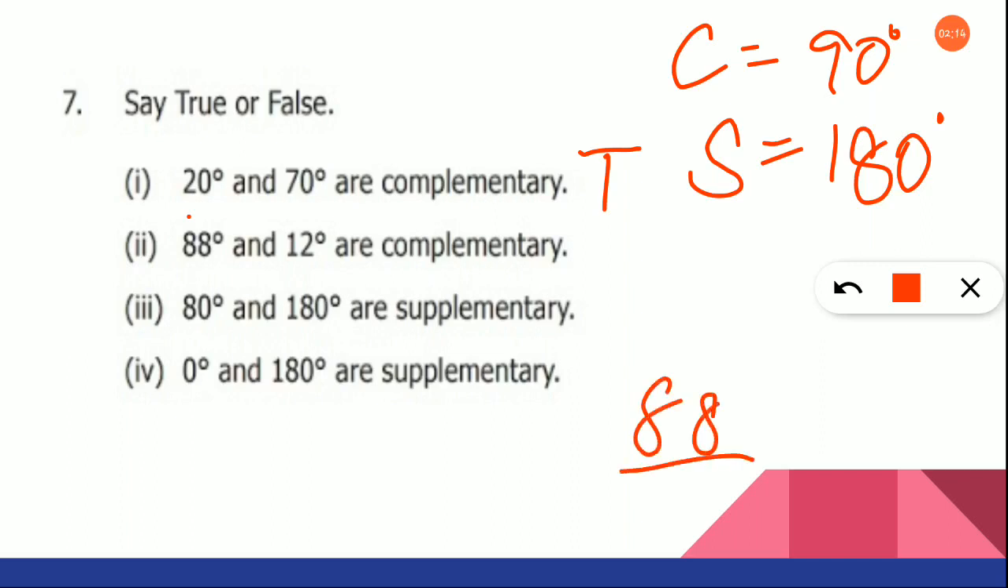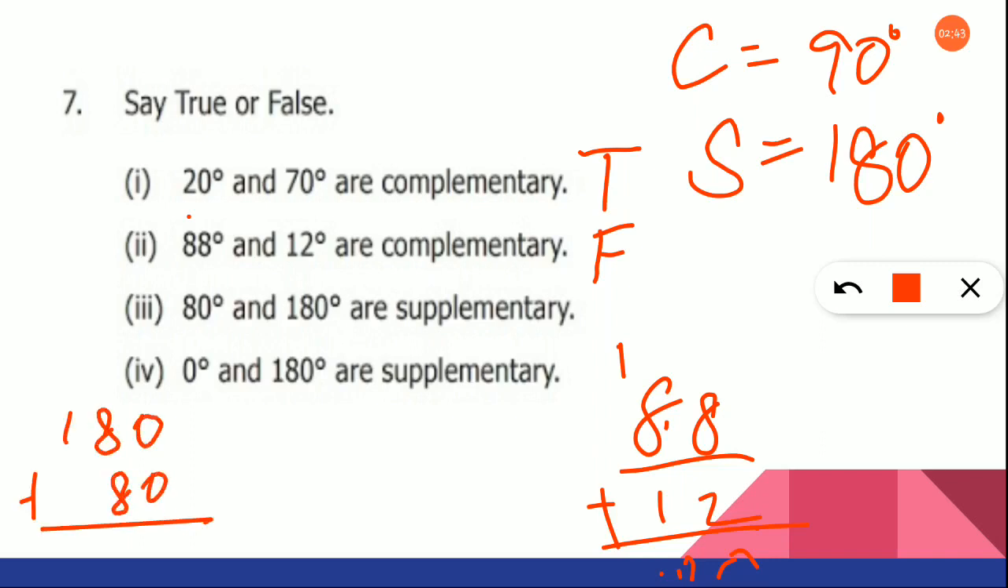Next, 88 plus 12 are complementary. Add 88 and 12. What is the answer? 8 plus 2 will give us 10, and then 8, 9 and 10. The answer is 100 degrees. Is it complementary? No. So it is false. Next one, 80 plus 180 degrees are supplementary. Supplementary means I told you if you add 2, the answer should be 180 degrees. So let us add this: 180 plus 80 will give you 0 plus 0 is 0, 8 plus 8 is 16. So the answer is 260. So is it supplementary? No, that is false.